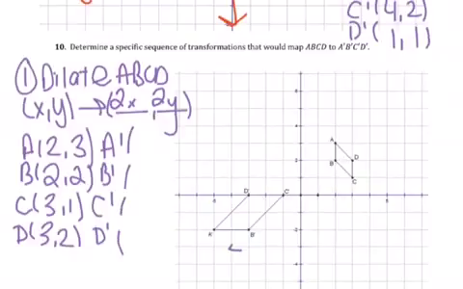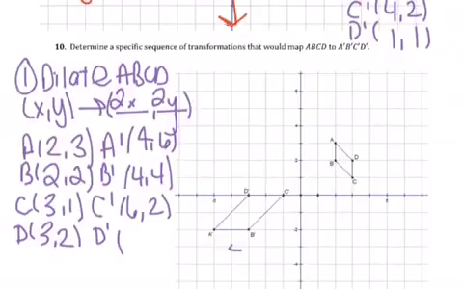Okay, so A, if I take the x and the y, times it by 2 would be 4, 6. 2 times 2 would be 4, so 4, comma 4. 3 times 2 is 6. 1 times 2 is 2. Again, 3 times 2 is 6. 2 times 2 is 4.